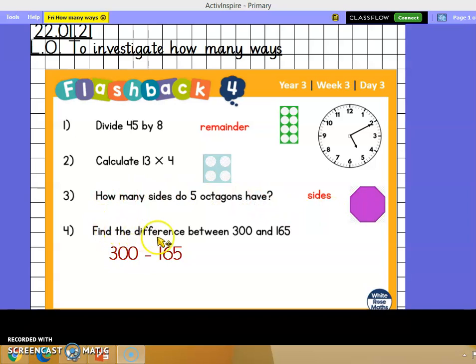Number 4, find the difference between 300 and 165. Finding the difference means to subtract. Think about how to work that one out. And don't forget to have a go at your time calculation. Pause the video, and when you're ready, we'll check the answers.